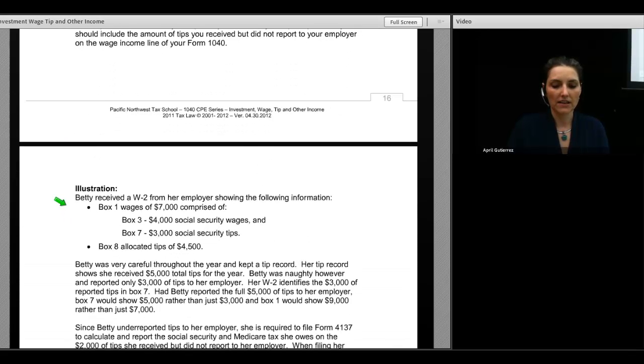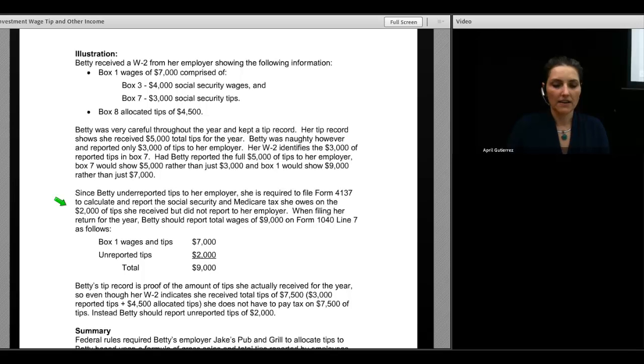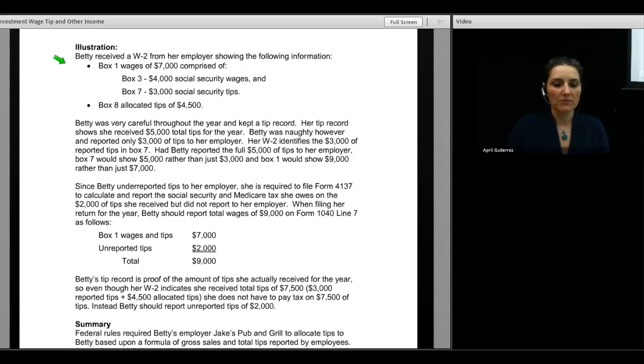So let's take a look at an illustration here that I created. In our illustration, we have Betty. She received a W-2 from her employer showing the following information. Box 1 wages of $7,000, and Box 1 is comprised of two separate boxes, Box 3 and Box 7. She doesn't have a pension plan or anything pulling down her Box 1 wages. Her Box 1 wages is essentially the total of Box 3 and Box 7. Box 3 is her Social Security wages, and Box 7 is her Social Security tips. And then, in her Box 8 of her W-2, there's an allocation there of $4,500.